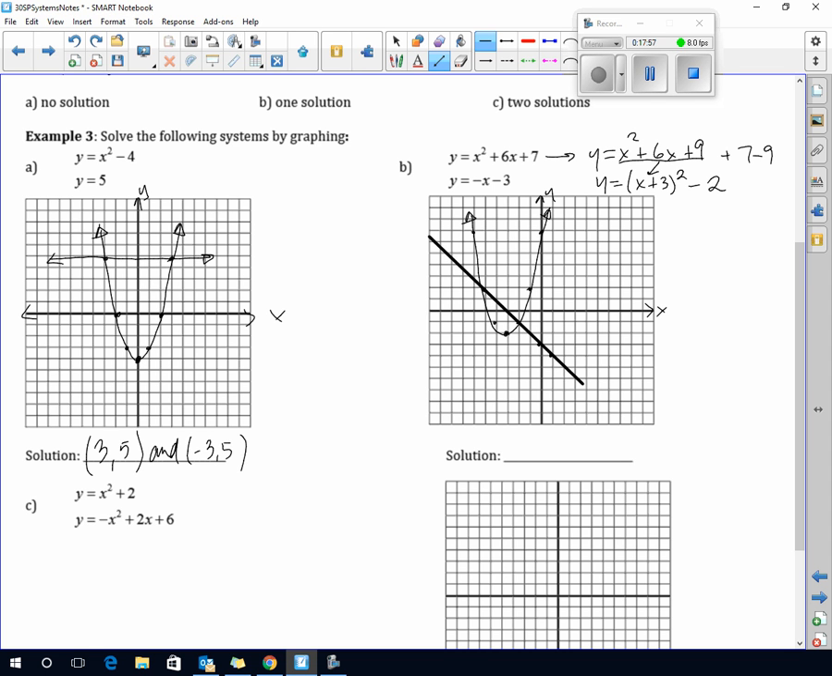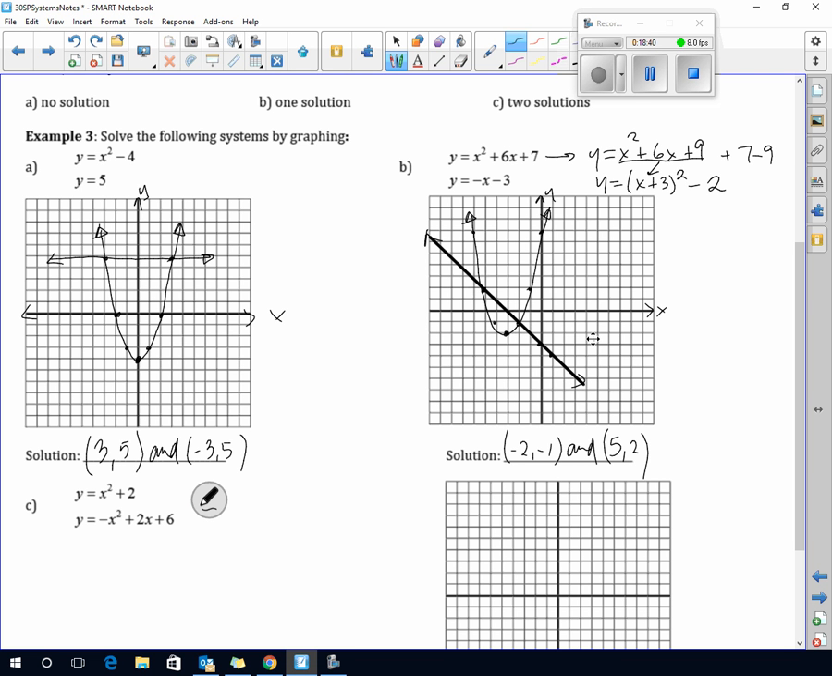Okay, so it looks like there is an intersection at negative 2, negative 1, and 2, 5. Okay, so I'm going to check, though. I can see my point's right there, but I'm still going to check. So again, sub it into the original. If I substitute negative 2 and then I square it, I get positive 4. 6 times negative 2 is negative 12. So 4 minus 12 is negative 8. Plus 7 is negative 1. So it works in the first one.